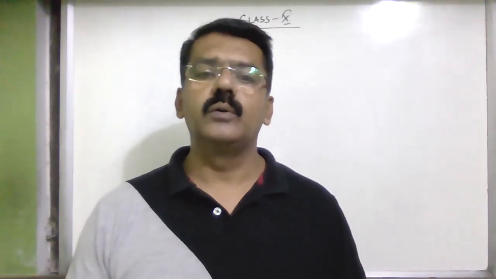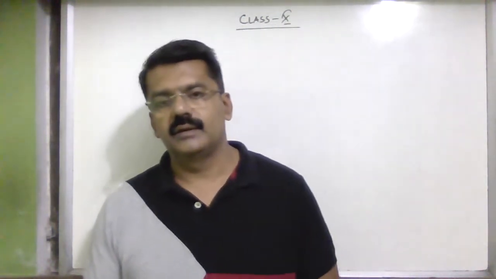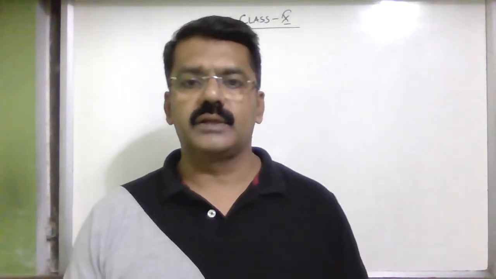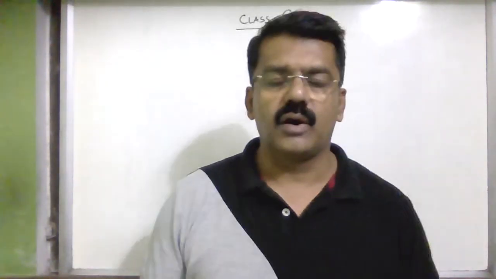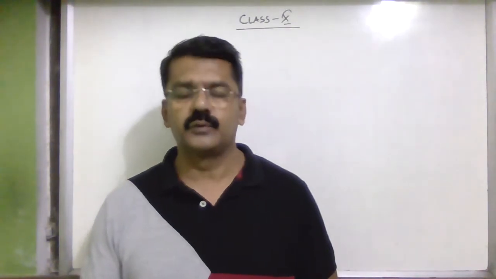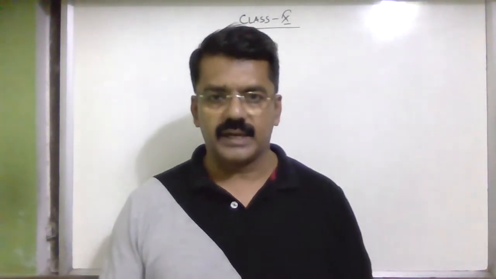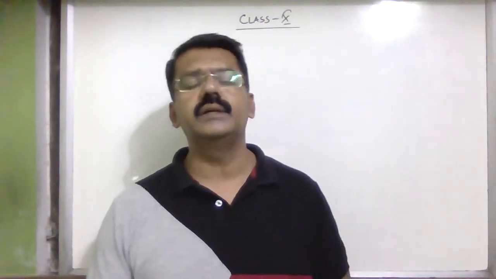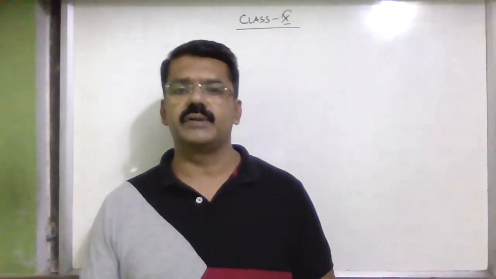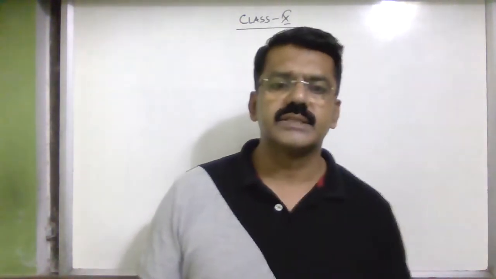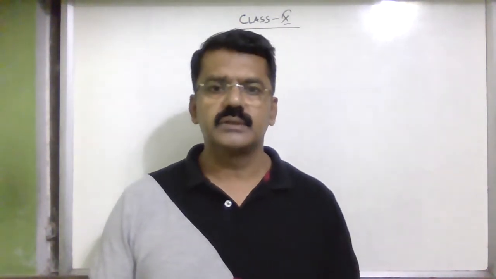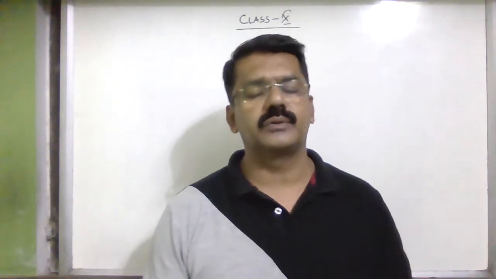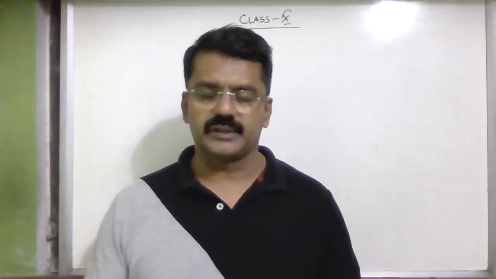As you know, we are doing statistics, and in the previous class I told you about how to find the mean of grouped data. I told you there are three different methods of finding the mean of grouped data. The first method is the direct method. The second is the shortcut method, and the third one is the step deviation method. This year, the step deviation method is not in your syllabus of class 10th. So I told you about the direct method and the shortcut method.